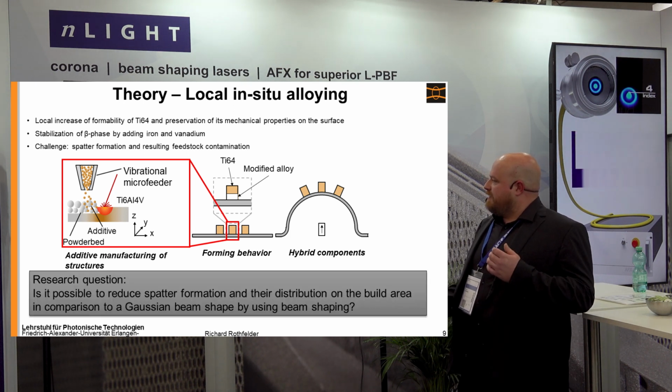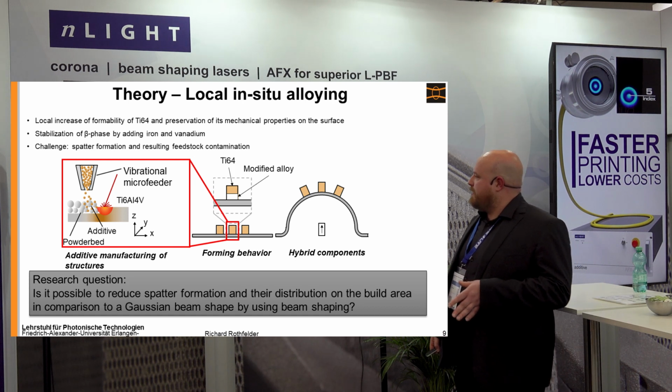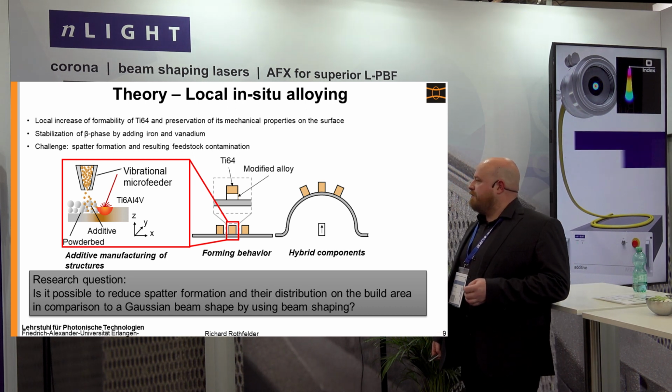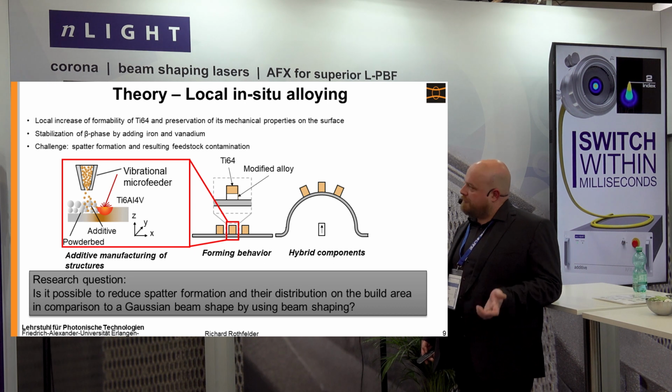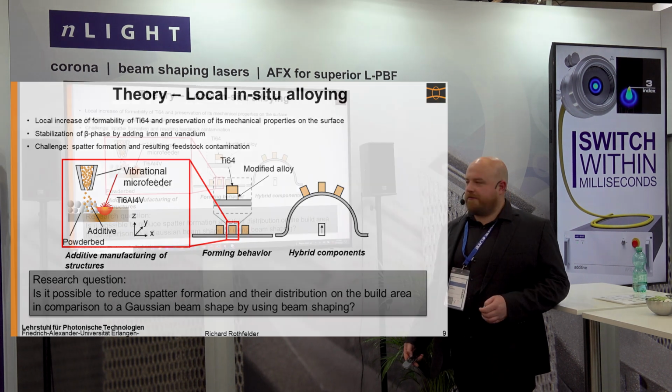So our research question is if it's possible to reduce spatter formation in the distributional build area in comparison to a Gaussian beam by using beam shaping, in this special case, the AFX laser system.